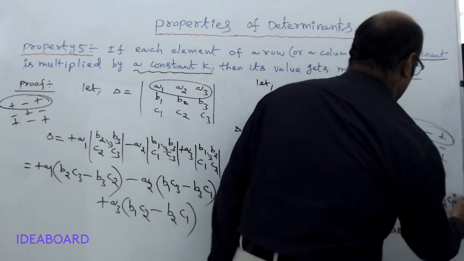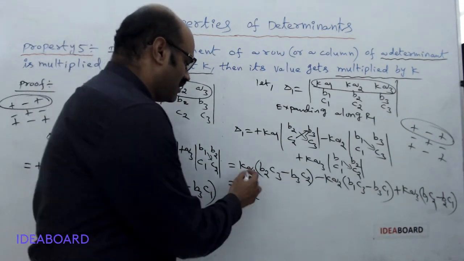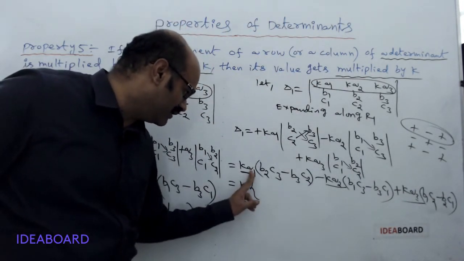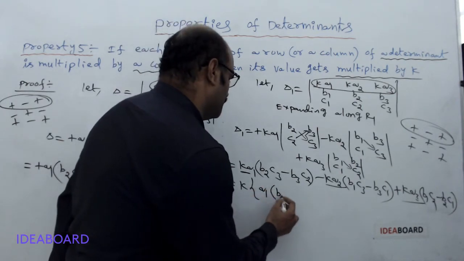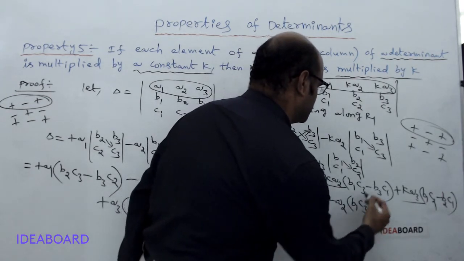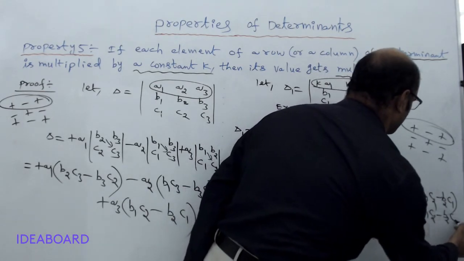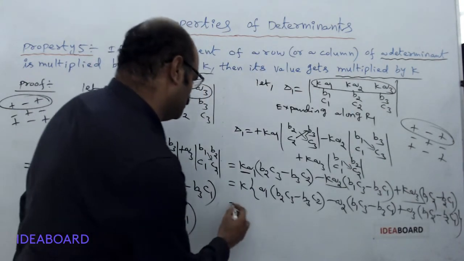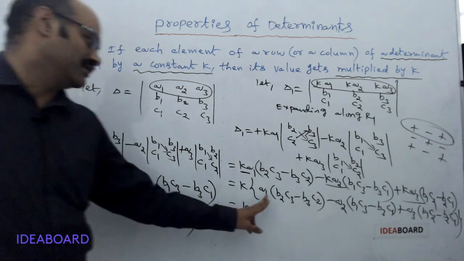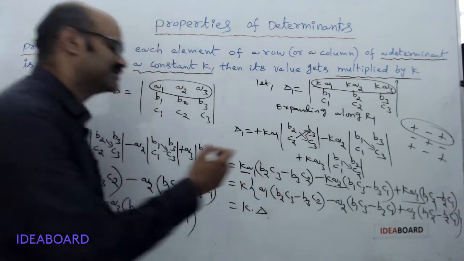minus b2 into c1, which is equal to k times of, take k common from all these three terms, then we get k into a1 into b2 c3 minus b3 c2, minus a2 into b1 c3 minus b3 c1, plus a3 into b1 c2 minus b2 c1, which is equal to k into, this is nothing but delta. So we are getting k times of delta.